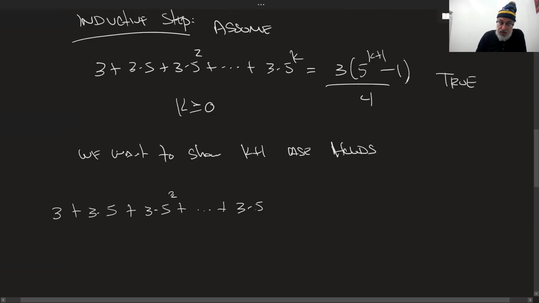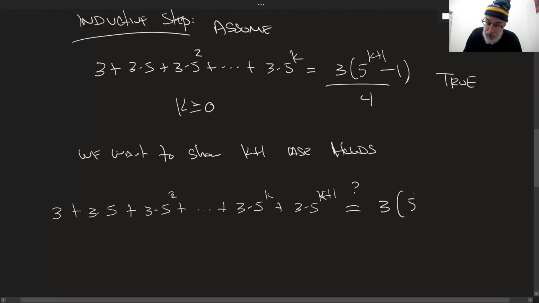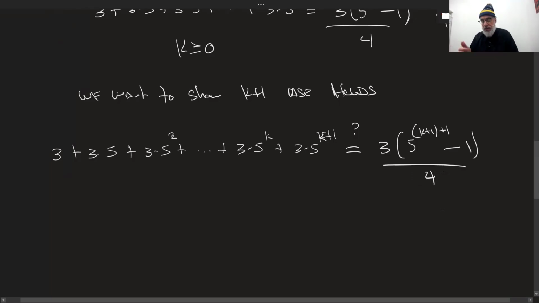And then that's 3 times 5 to the k plus 3 times 5 to the k plus 1. And hopefully this is going to be equal. That's why I'm putting the question mark. We're not assuming this is equal. This is what we want to show. This is equal to, hopefully, 3 times (5 to the k plus 2 minus 1) divided by 4. Now the right-hand side, I just replaced k with k plus 1. That's the only difference here. I'm just adding 1 and 1, so we get a better sense of this.